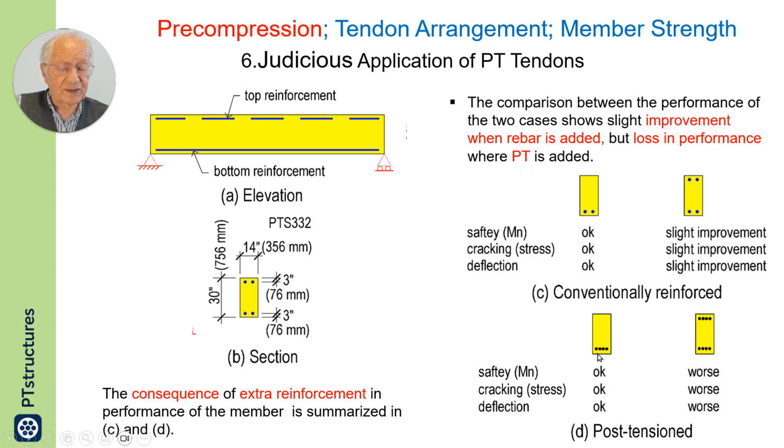When it comes to post-tensioning, the one on the left at the bottom left is by design. The one on the right has added tendon on the top that was not required by design. When it comes to safety, we see that it reduces the capacity of the member.